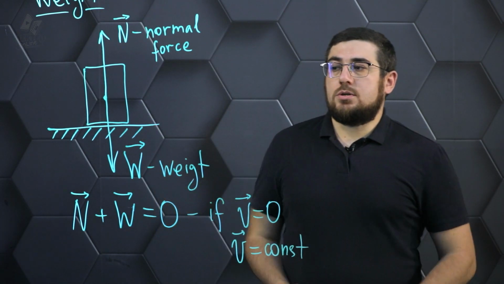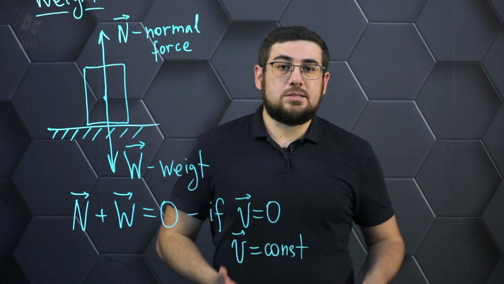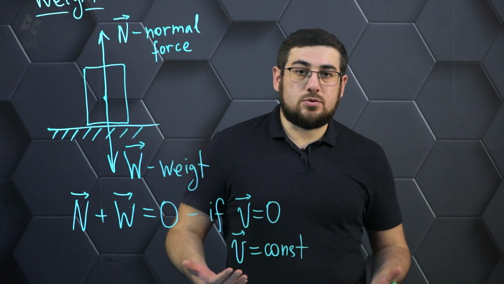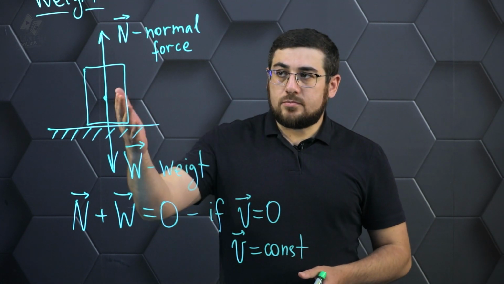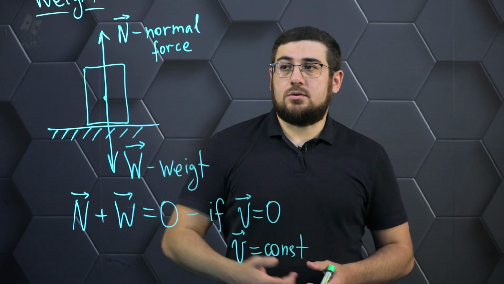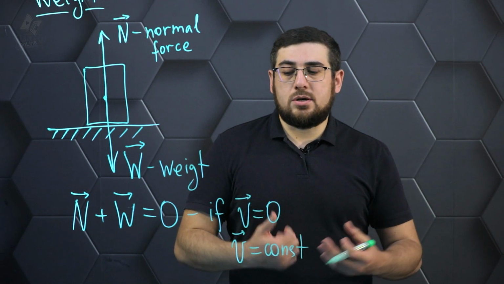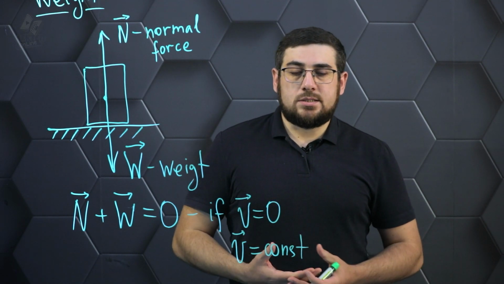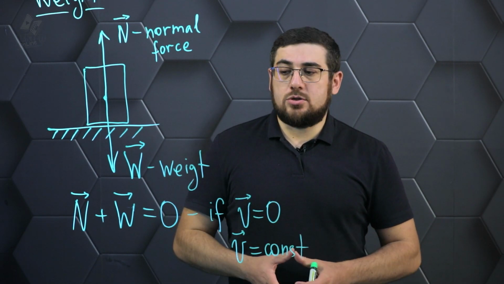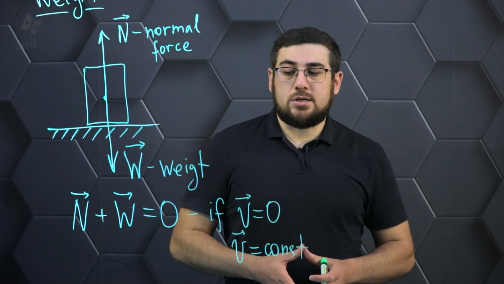That is, suppose you are in an elevator that is moving uniformly vertically upward at a constant velocity. In this case, the force of gravity and the force of support reaction will balance each other, and for you it will seem that the elevator in this case is motionless, that is, you will feel yourself exactly the same as always.